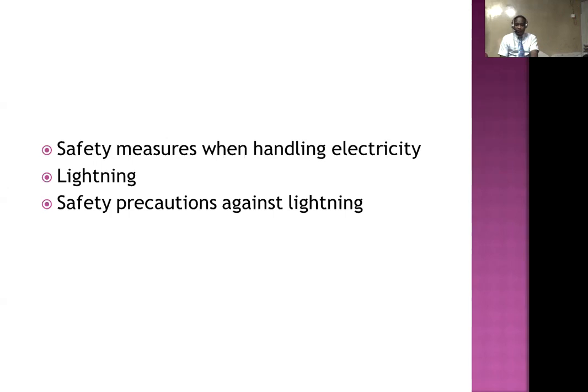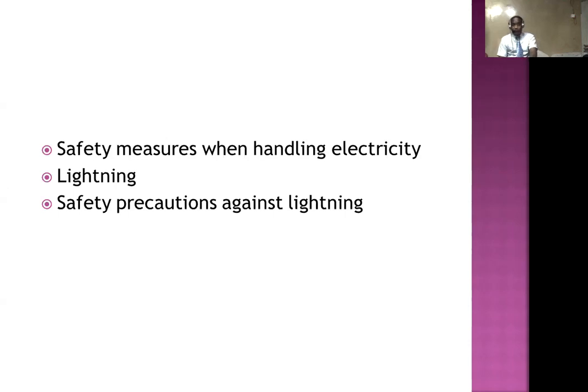Lightning always strikes the tallest object. Wear rubber-soled shoes when it is raining because rubber is a poor conductor of electricity. Avoid sheltering under trees or leaning on walls when it is raining. Fit lightning arresters or conductors on buildings to protect them against lightning.